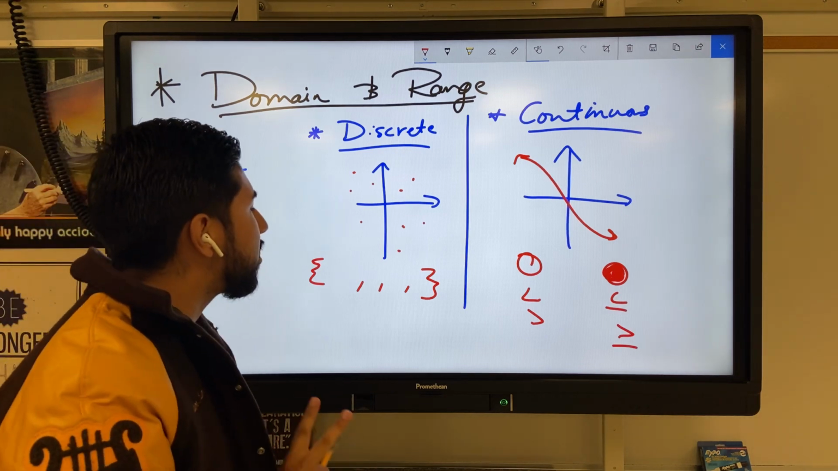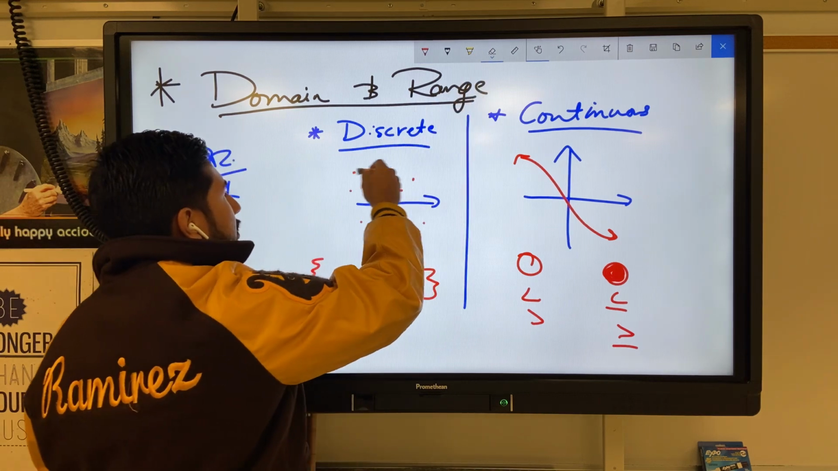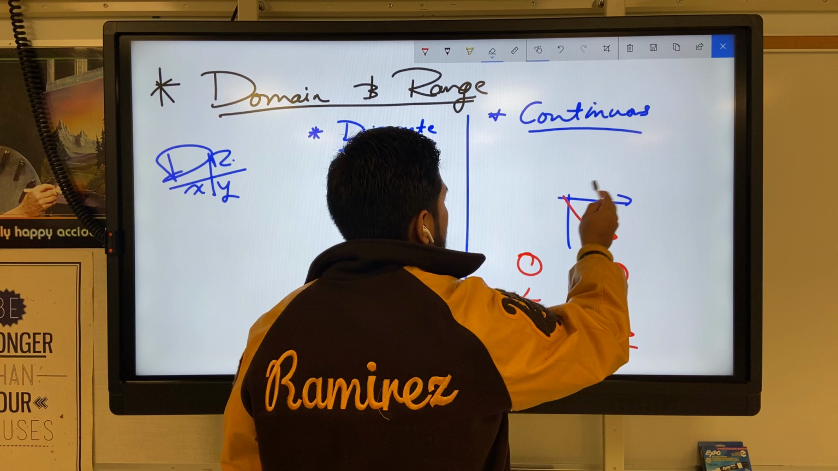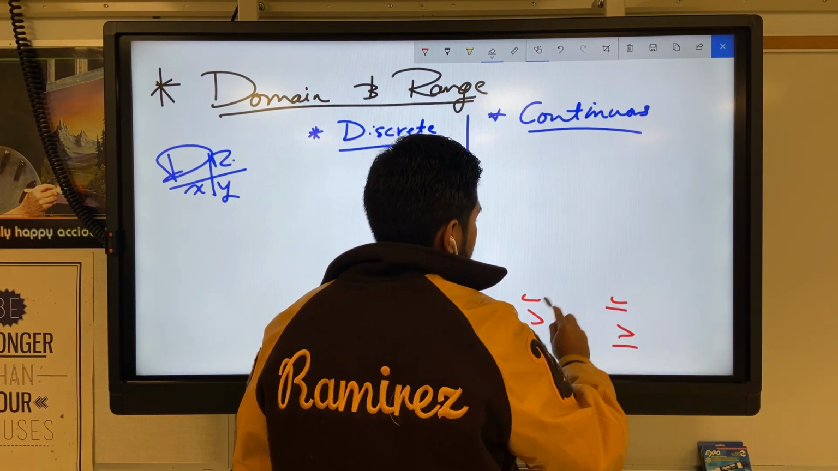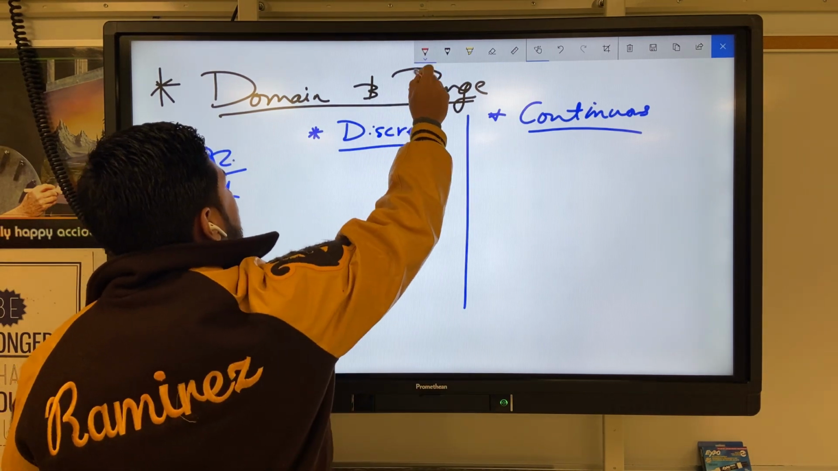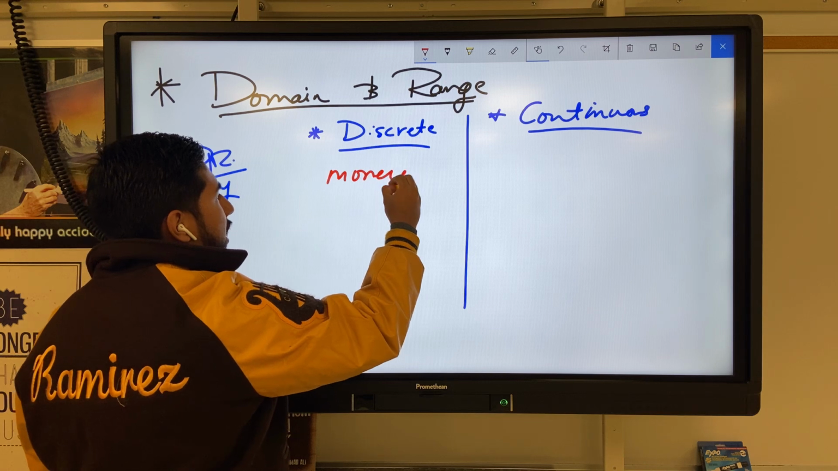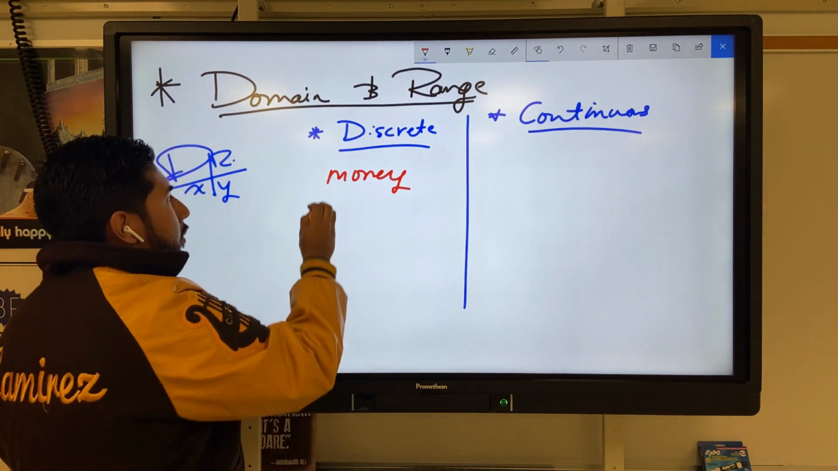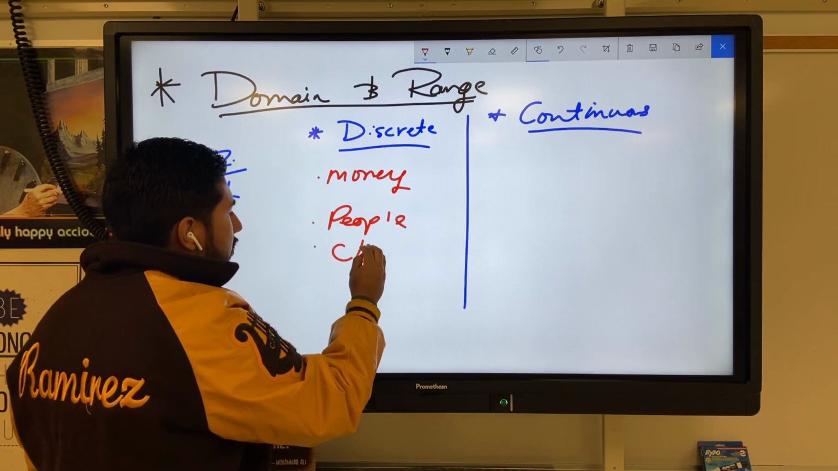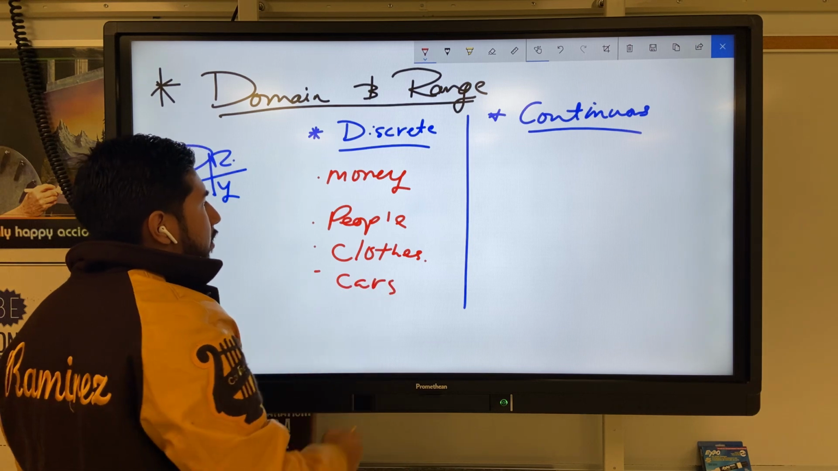So the word problems are extremely important. So what am I going to talk about with the word problems real quick before I do the graph example? It's just making sure you can identify how to do an actual word problem. So discrete, remember, is talking about money, stuff that we can count. Money is a good thing, people, clothes, stuff that you can physically count, okay?